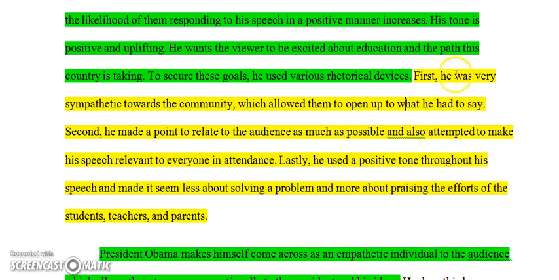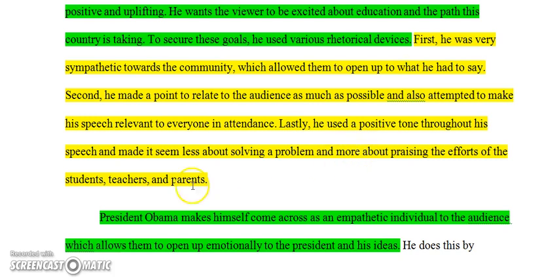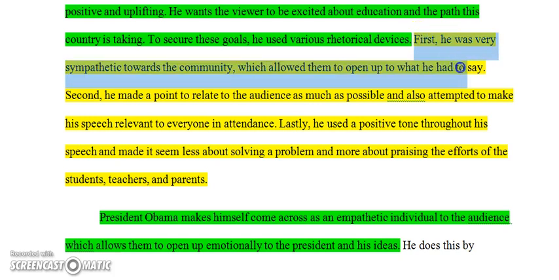Okay, and there's also not only announcing the organization of the paper, but a kind of collection of little mini claims too that we expect the writer to support in each of these three sections. And if you look at the rest of the piece, look at the first sentence of the next paragraph. President Obama makes himself come across as an empathetic individual to the audience, which allows them to open up emotionally to the president and his ideas. This echoes this part. He is very sympathetic towards the community, which allowed them to open up to what he had to say.